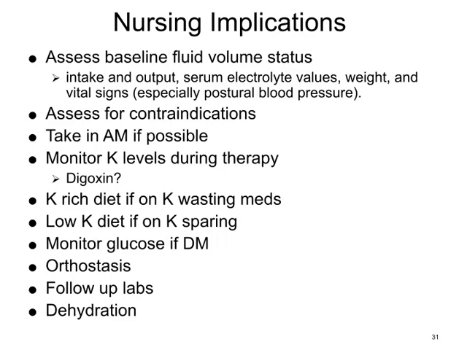We need to have them on a potassium-rich diet if they're on the potassium-wasting medications, and a low potassium diet if they're on potassium-sparing. Some foods that are high in potassium include things like oranges and bananas, dates, apricots, raisins, broccoli, green beans, potatoes, meats, fish, beans. So the legumes.